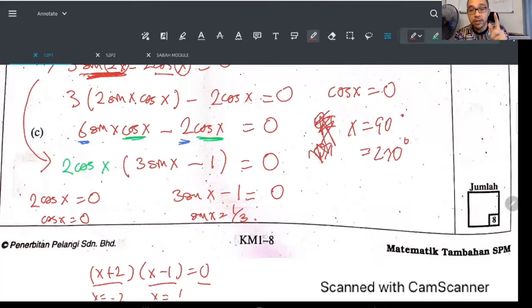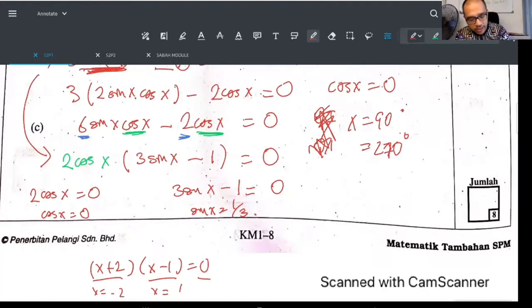Cos x is 0, x equals 90 and x equals 270. Yeah, okay, so it's special values. Let's go to the next one. Sine x equals 1 over 3. We're talking about which quadrant? Sine is positive in quadrant 1 and quadrant 2.